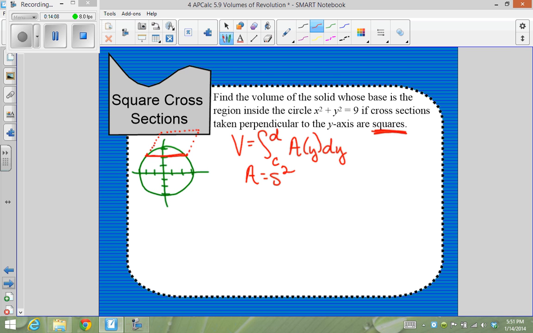Now, this length right here, I'm just trying to think how to say this. This top half right here is going to be the square root of 9 minus y squared. The bottom half would be the negative square root of 9 minus y squared, wouldn't it? Now then, the length of that side is going to be this.